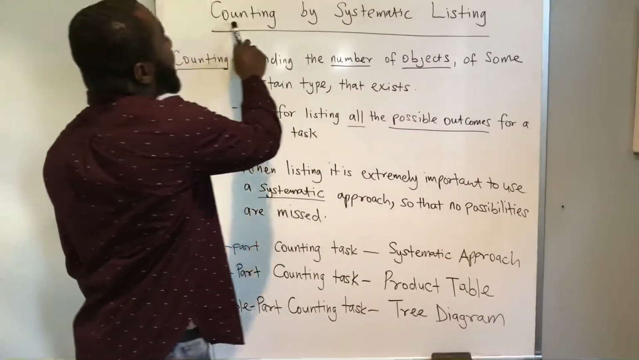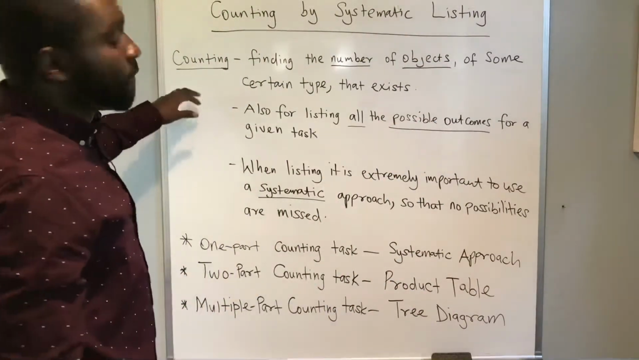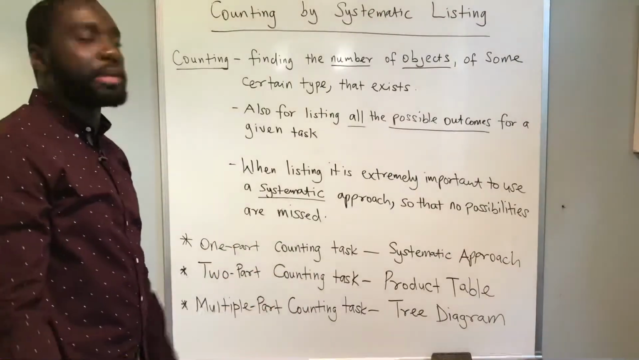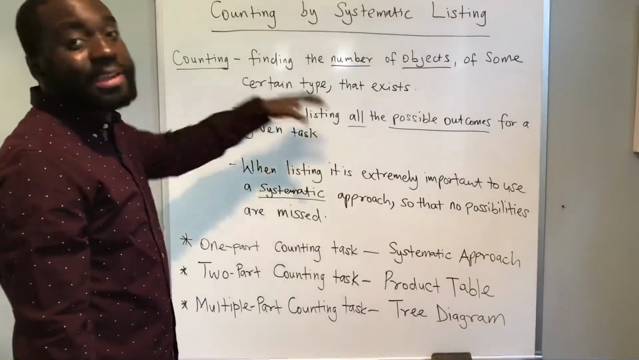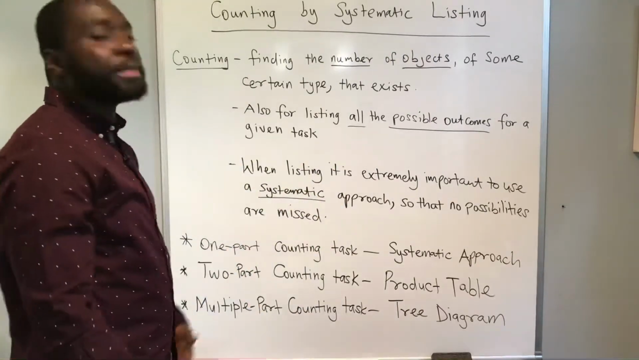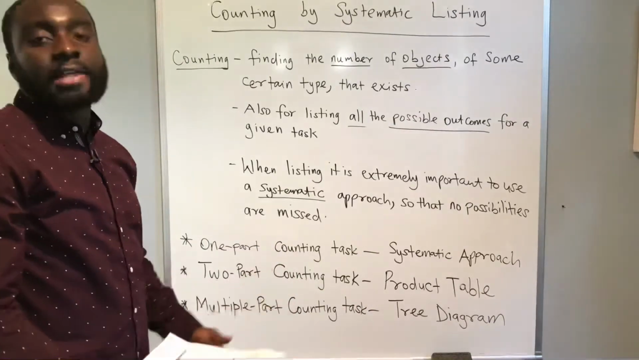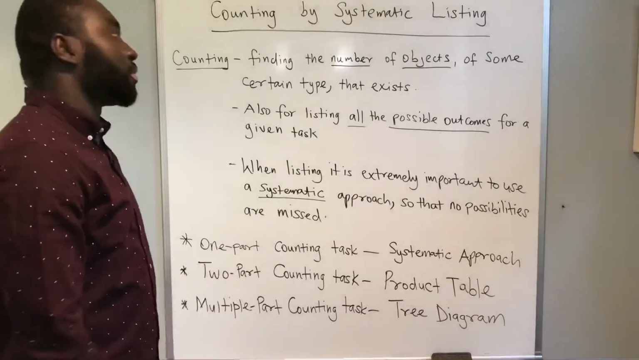Under counting by systematic listing, I'm going to first of all explain to you what counting is by definition, since I've been talking about counting methods, right? And then I'm going to start teaching you techniques as to how to do counting method questions, okay?